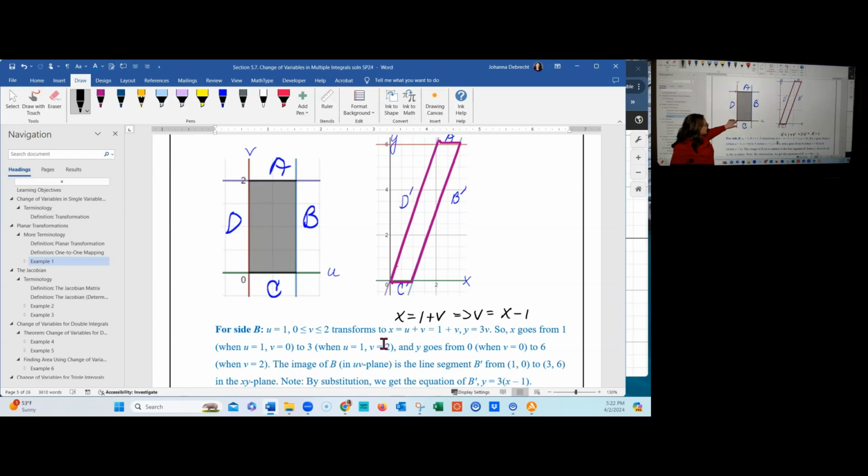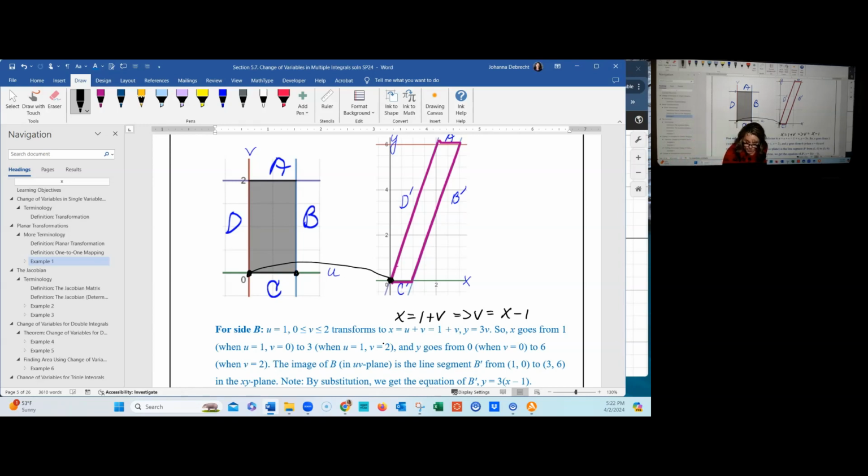So this point right here maps to that point over here. It also maps to the origin. That does not always happen, so don't assume that. Now, what about this point right here, which is the point 1, 0?